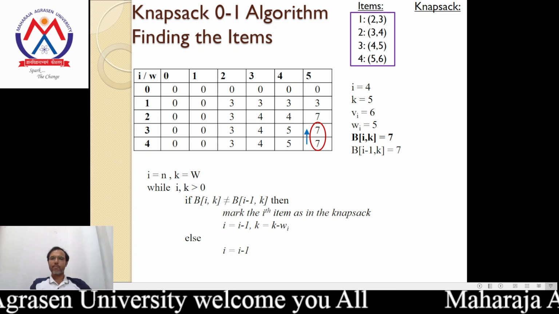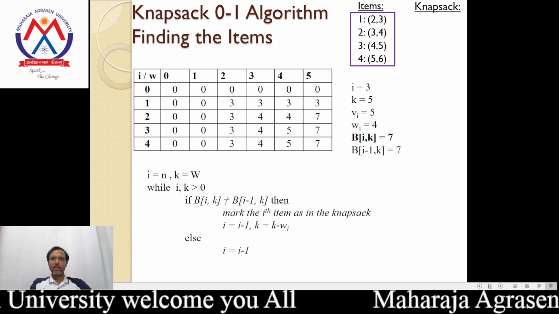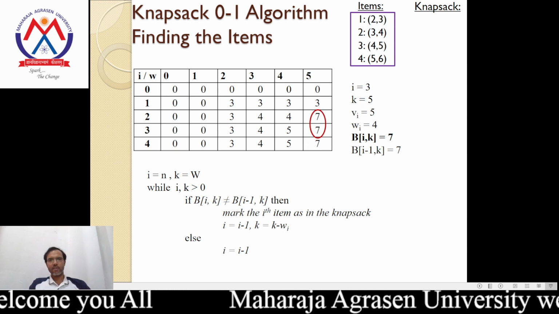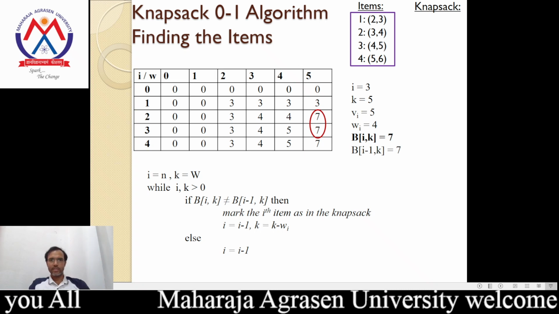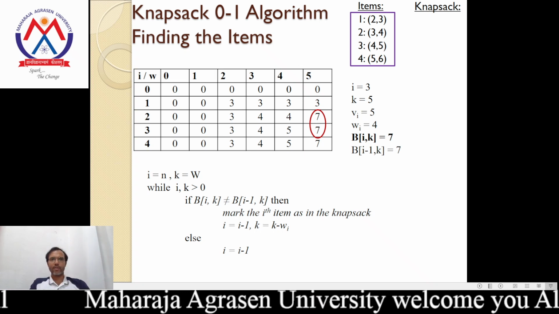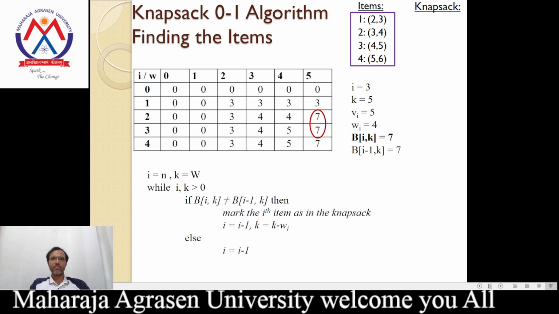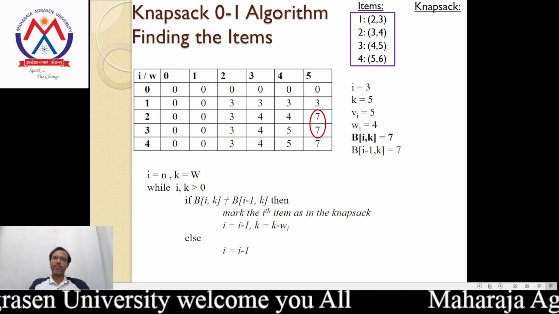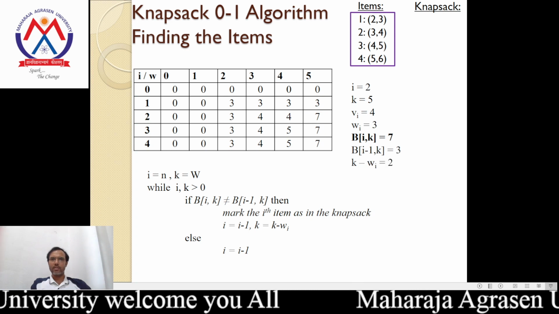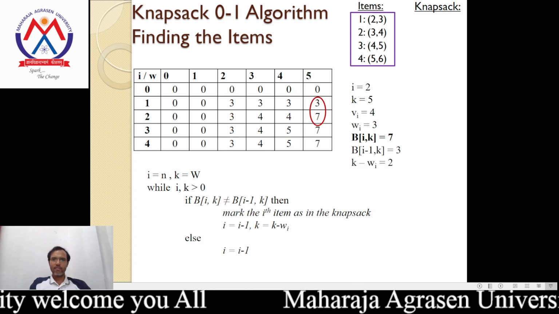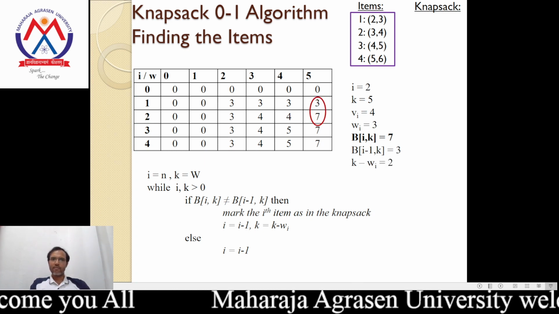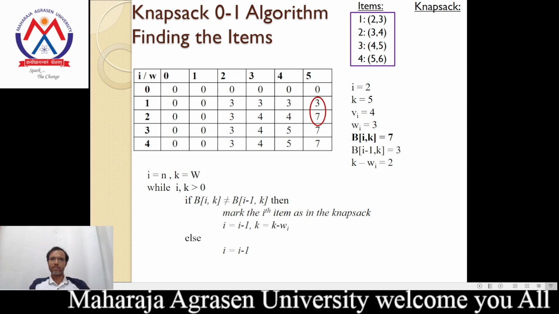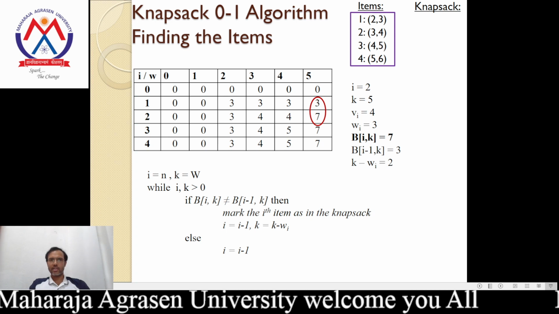Now come to the previous row. Again, we check whether the 7 value comes from the previous row. Yes, it comes from the previous row. The item we have selected is the second item, and the profit value will be 7. Now again we have to compare whether the 7 comes from the previous row. No, the previous row is 3, and this row is 7.